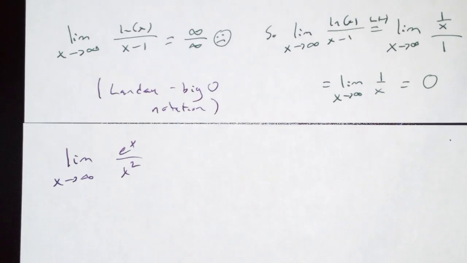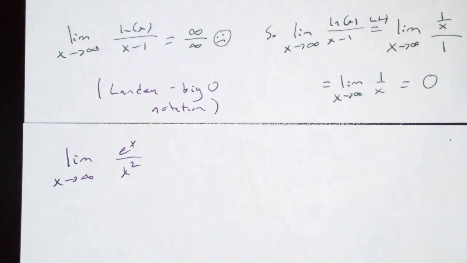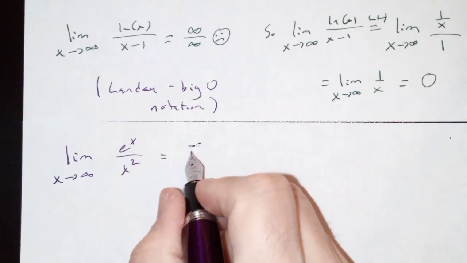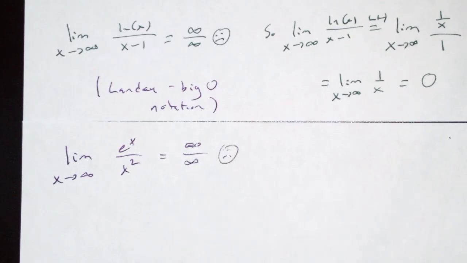And that means as we go off to infinity, we're going to the right, we keep going up and up. This is going to infinity. The graph of x squared is going to infinity as well, because that's my parabola. And as I go to the right, I'm going to infinity. So again, this is infinity over infinity. So I'm going to use L'Hopital's rule.